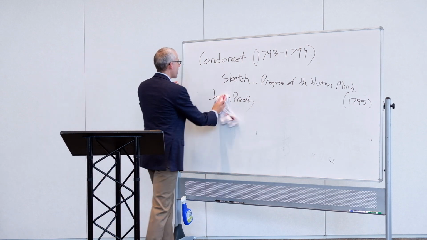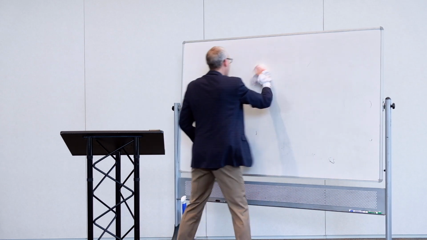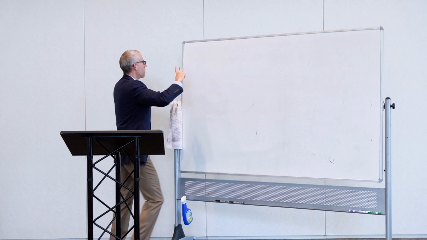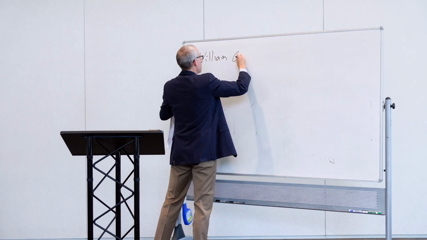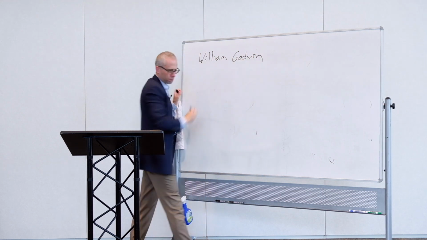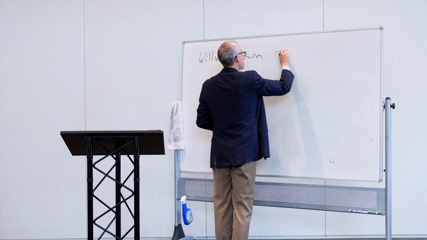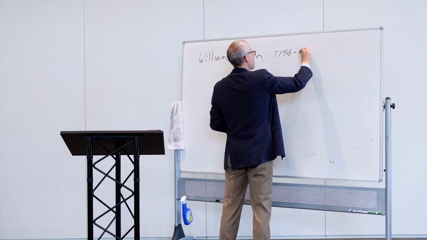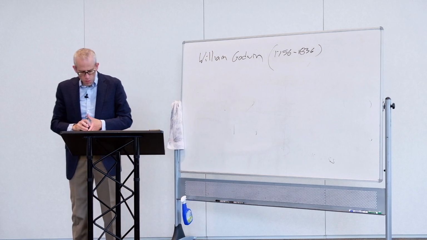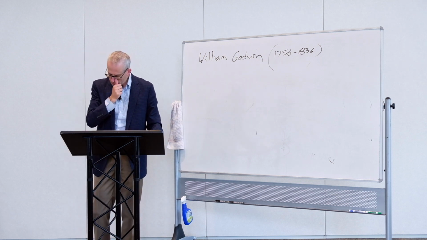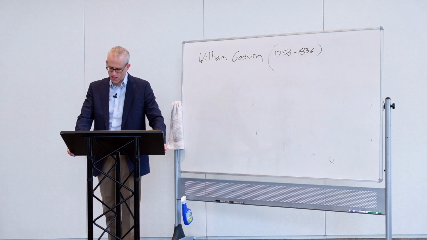Going from France now, for these remaining few minutes, back to England, to William Godwin. William Godwin, 1756 to 1836. Godwin was a philosopher, a novelist, and perhaps the most radical English voice at the culmination of the Enlightenment century.